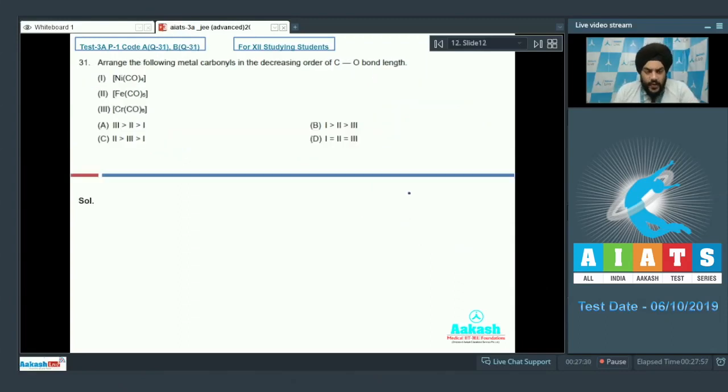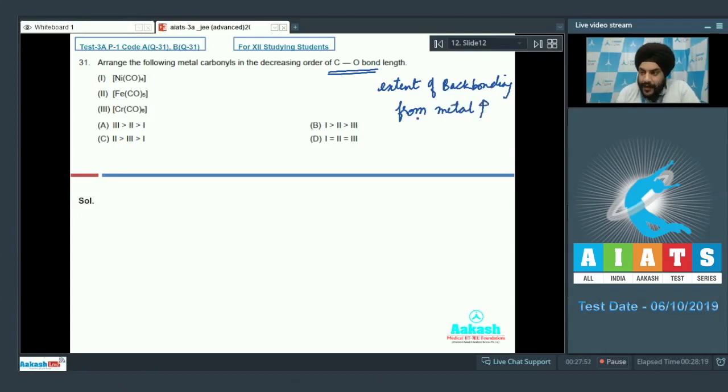Let us look at question number 31 now, students. Arrange the following metal carbonyls in the decreasing order of CO bond length. Students, if we talk about this CO bond length, it depends upon the extent of back bonding from metal.